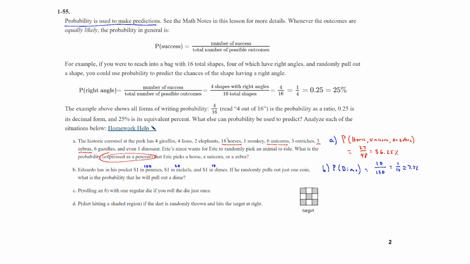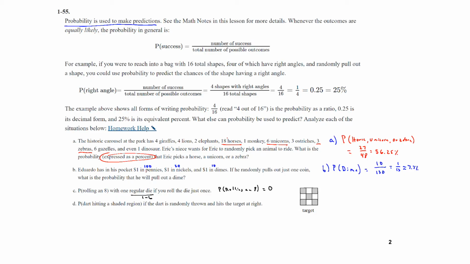Alright, part C. Probability of rolling an 8 with one regular die if you roll the die just once. Well, if we're talking about a regular die, then that would be numbers 1 to 6. And there is no 8 on that die. So what is the probability then of rolling an 8 when it doesn't even exist on there? It would be 0. It would be 0 out of 6, or once again 0%.